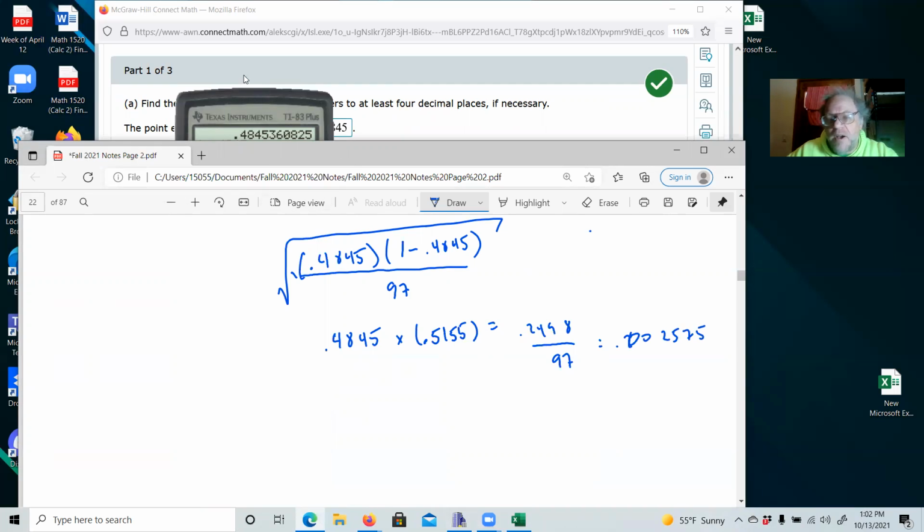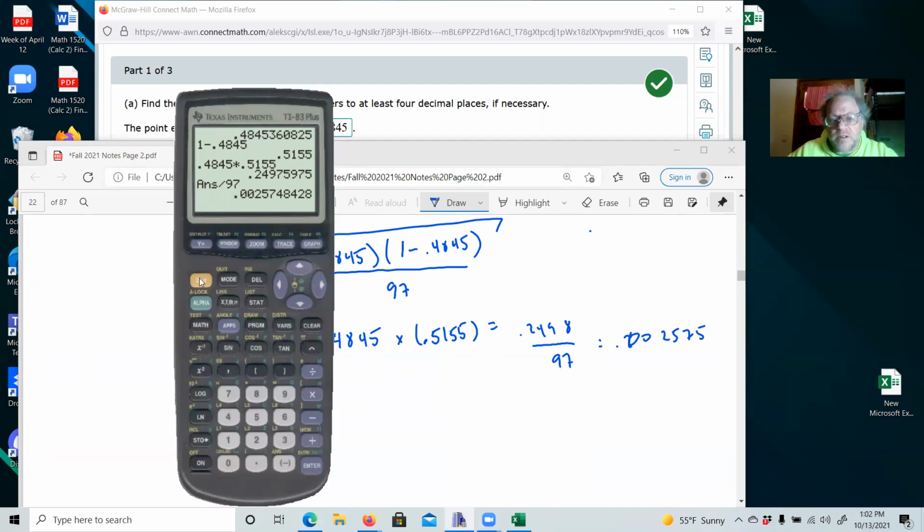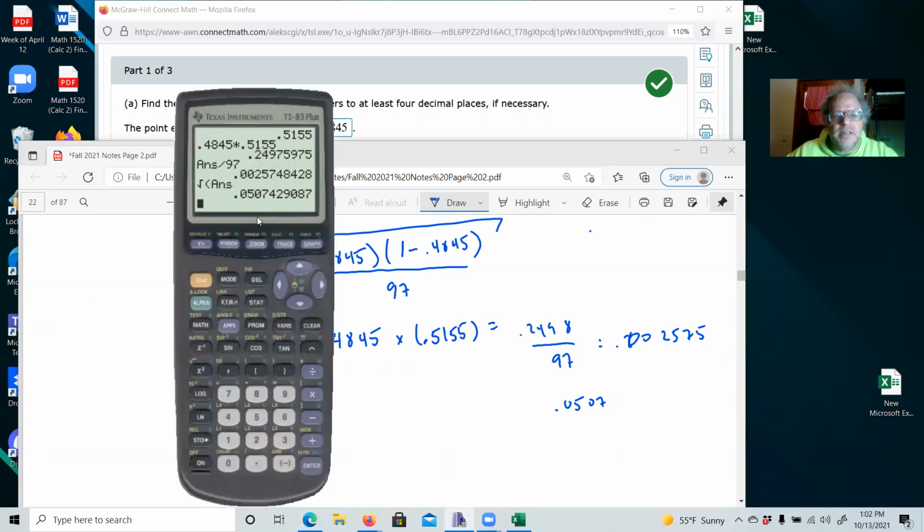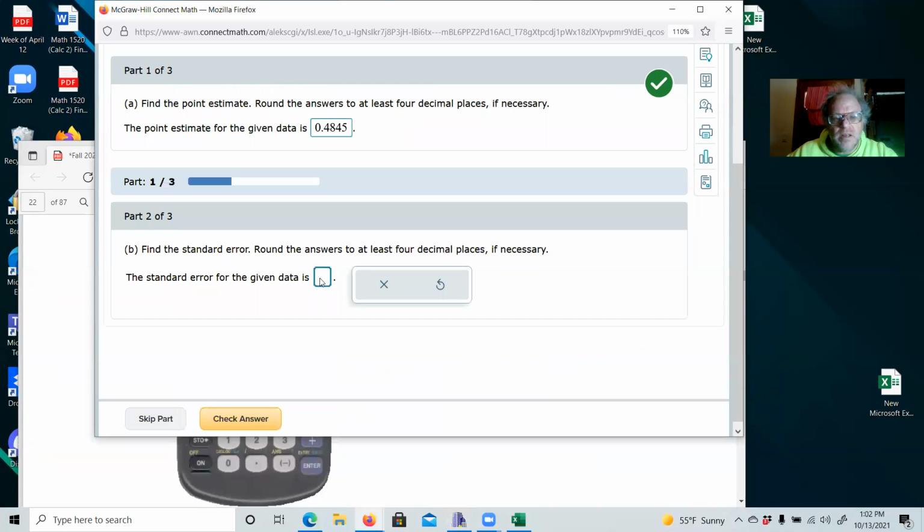All right, and now we want to take the square root of this thing. So we're going to say second function, square root, second function, answer, equals, and then we get our answer of 0.0507. That's our standard error. Okay, 0.0507.